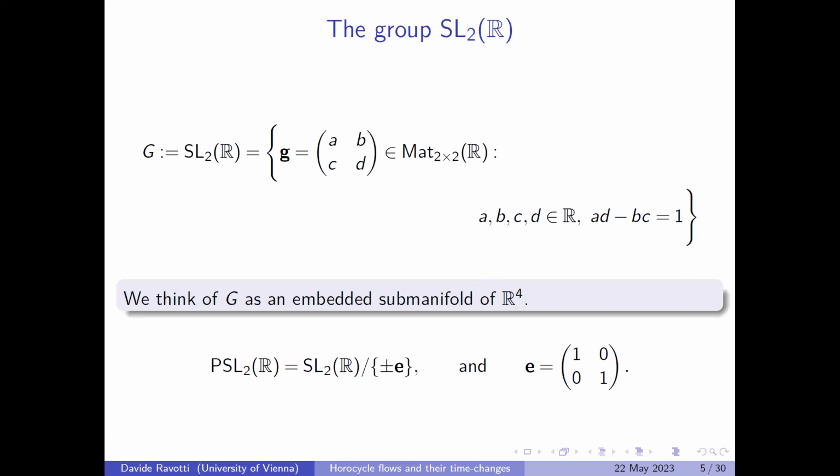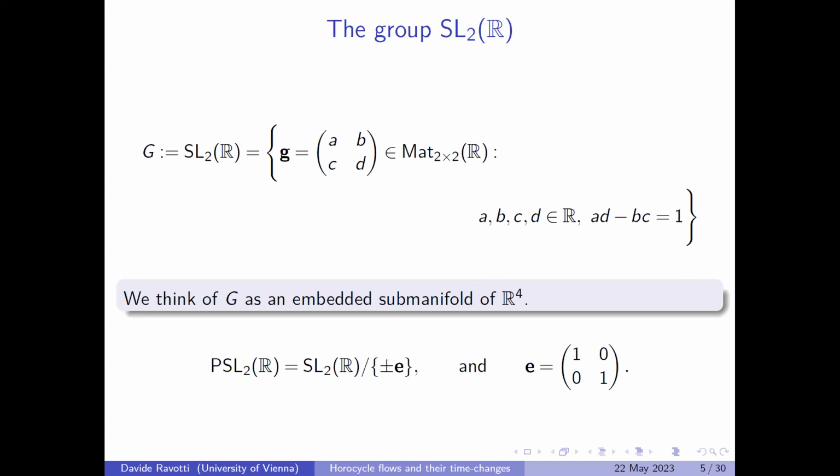Another group that will play a role later is the group PSL2R. That is the quotient of SL2R by its center, which consists just of plus or minus the identity. E will denote the identity matrix. And elements of PSL2R, you can think of them as 2x2 matrices where the entries are defined up to a plus or minus sign.